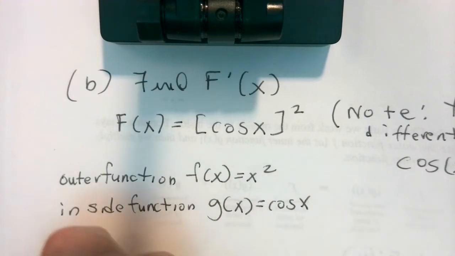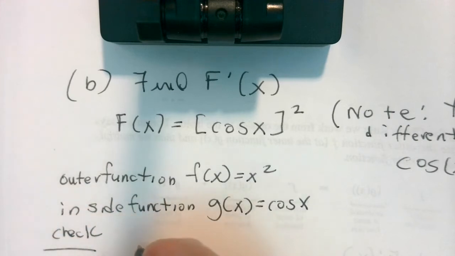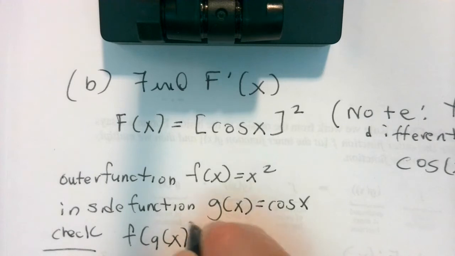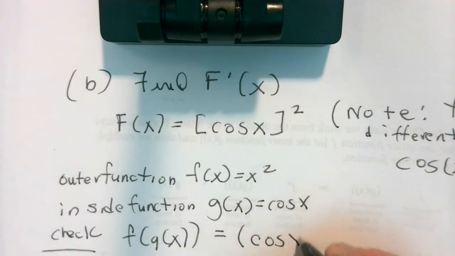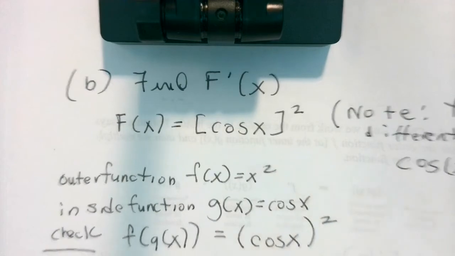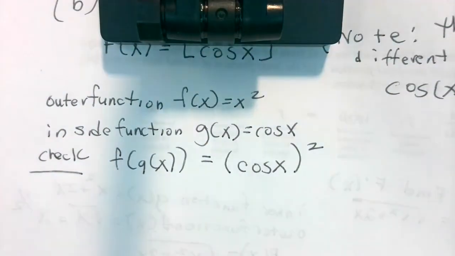And you can check that if you've got it right, just put it back together again, do a composite of these two functions of the f with the g inside. So the f is the squaring function and you're putting g inside. So that's cosine squared x. Okay, so now we're ready to take the derivative.